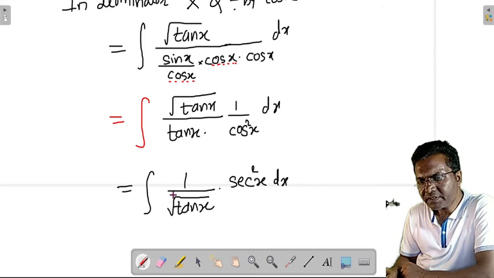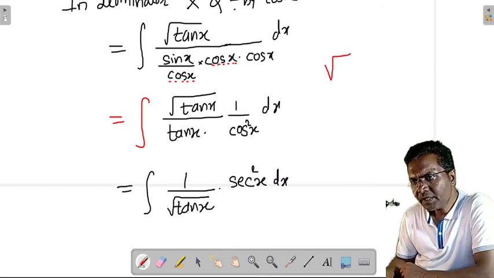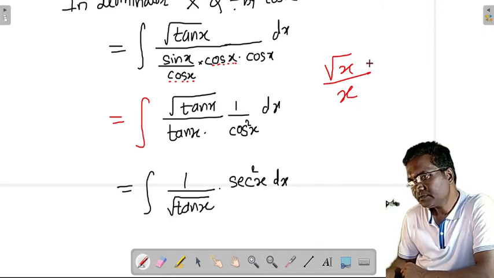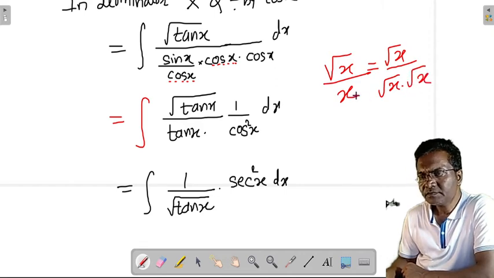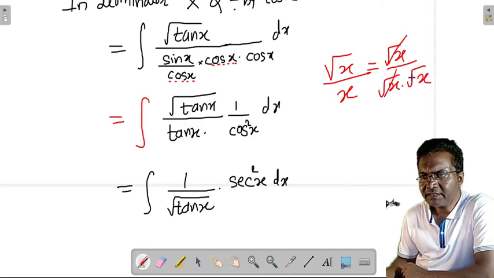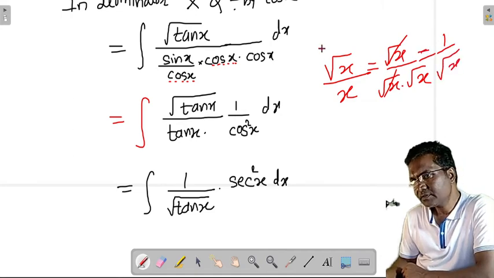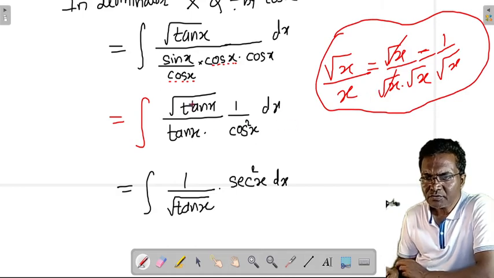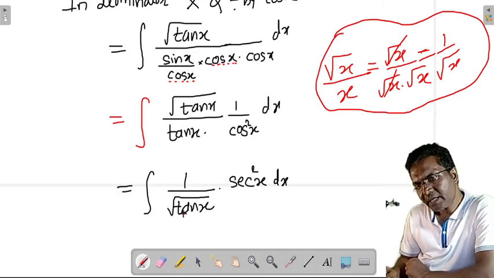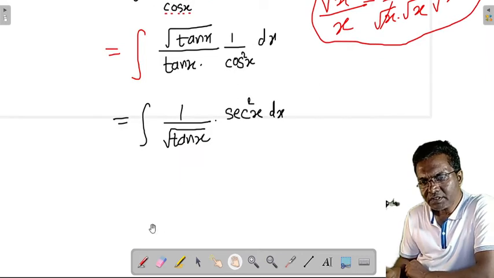Remember how this has happened. Suppose we have root x by x, how will you write it? This x is actually root x into root x. So one root x cancels, and you are left with 1 by root x. According to this, root tan x by tan x is 1 by root tan x.